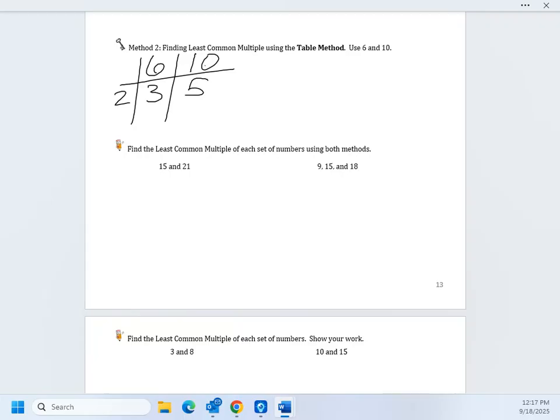No. So when we did greatest common factor, we just took what was on the left side and we multiplied together. For least common multiple, we make an L. And we multiply any of those numbers that we take out plus the numbers at the bottom of our table. So we would multiply 2 times 3 is 6. 6 times 5 is 30.